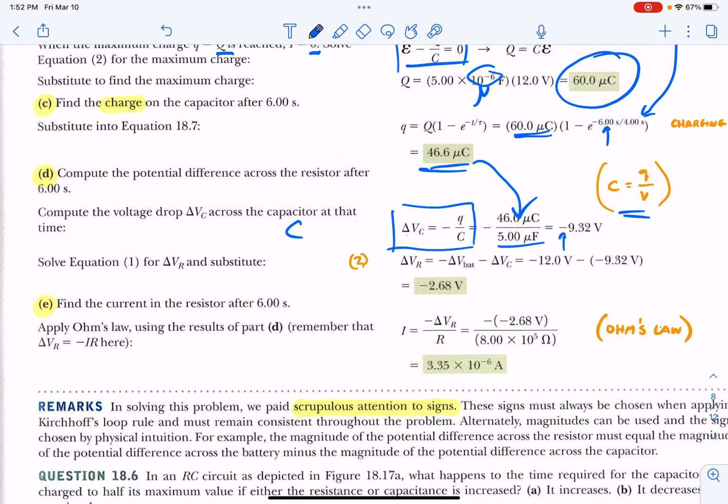And then finally, when we come down to part D, using Ohm's law, this is my voltage, and this is the value of the resistor, we can find the current.